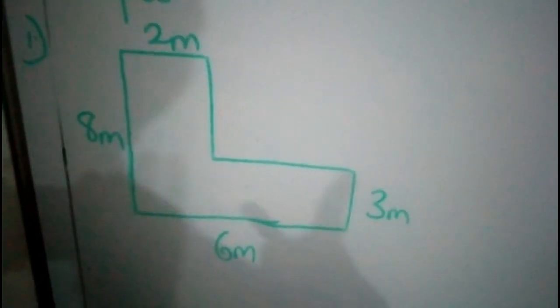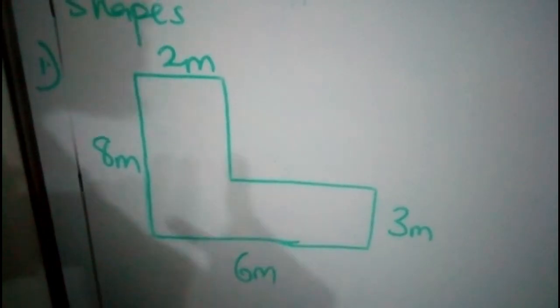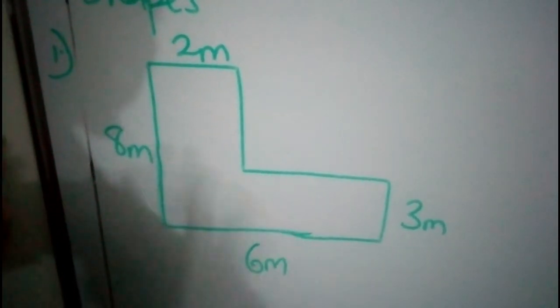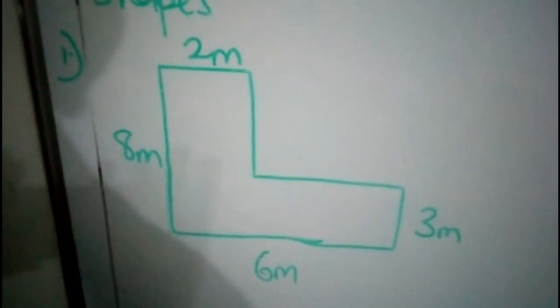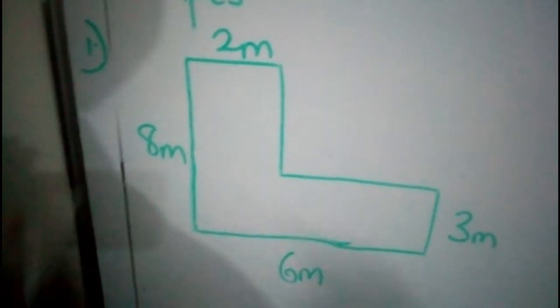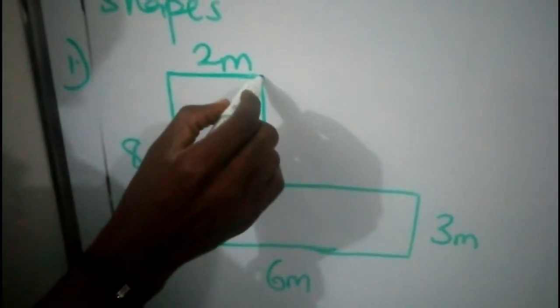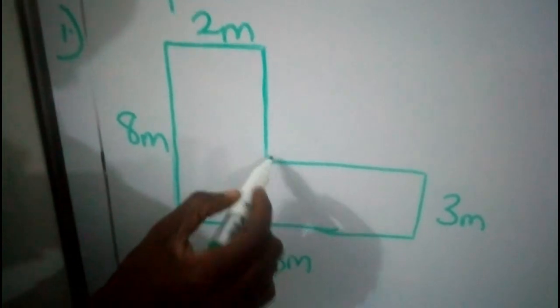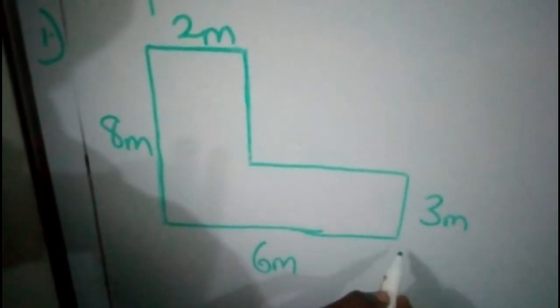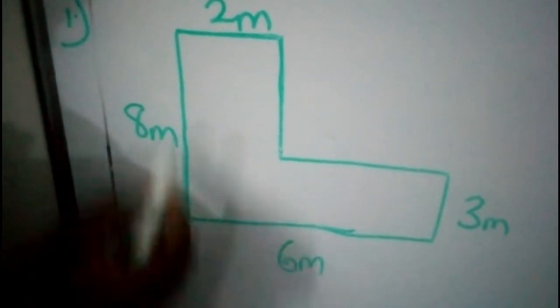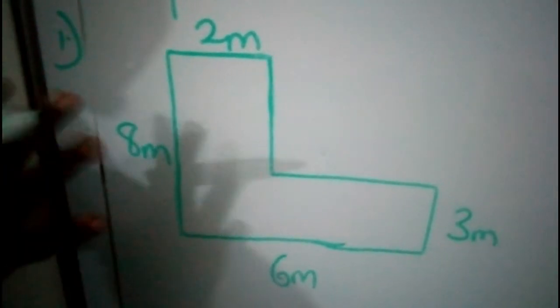Don't forget what I told you. The first thing is to know the number of sides of this shape. So let's look at it. How many sides has this shape? We start from here. 1, 2, 3, 4, 5, 6. So this shape has 6 sides.